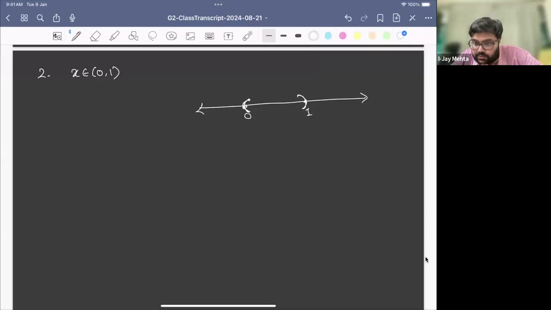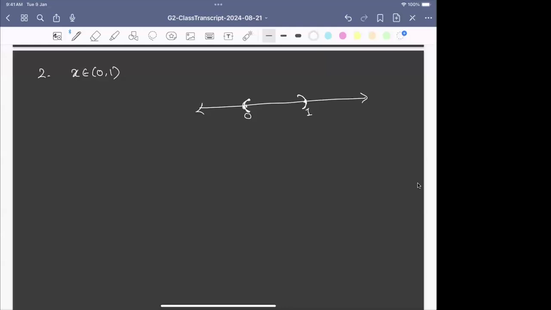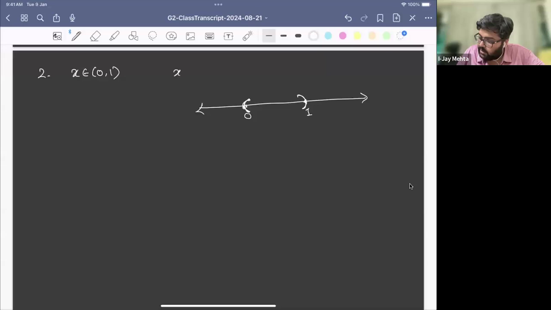Room number 5, Ayush. Yes, so when x is greater than 0 and less than 1. Okay, good. So x is greater than 0 and x is less than 1. So (0, 1) is this, right? We have this.